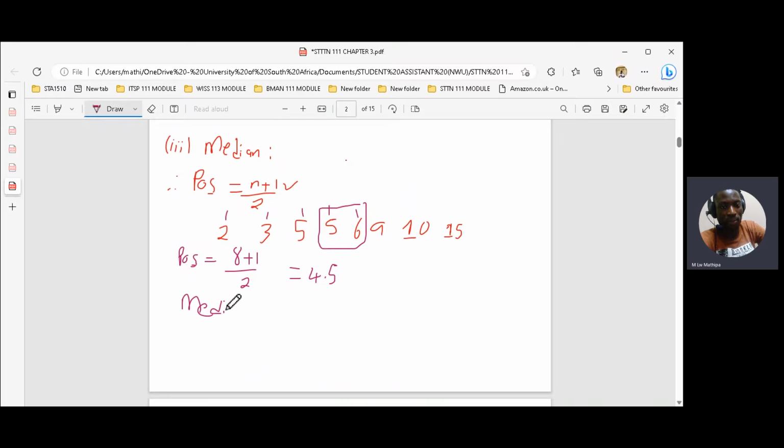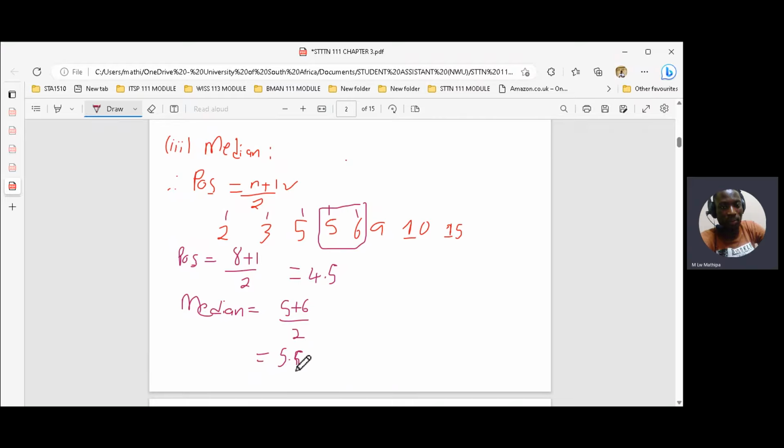The median is equal to 5 plus 6 divided by 2. Then you get your answer. 5 plus 6, you can just do it on your calculator. 5 plus 6 divided by 2 will get 5.5 as your final answer for the median.